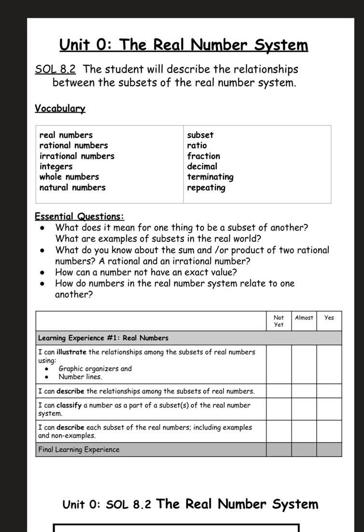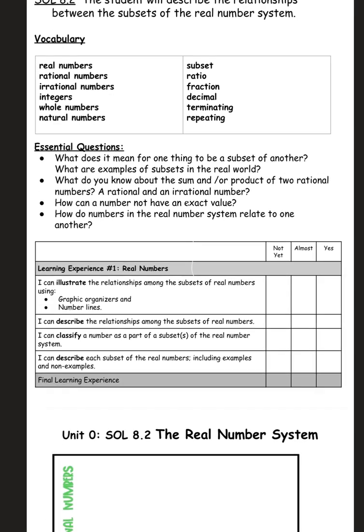Some of our learning experiences that we're going to deal with in this SOL: I can illustrate the relationship among the subsets of real numbers using a graphic organizer. I can describe the relationship among the subsets of real numbers. I can classify a number as part of a subset or subsets of the real number system. I can describe each subset of the real number system, including examples and non-examples. So let's go ahead and take a little dive into the notes.